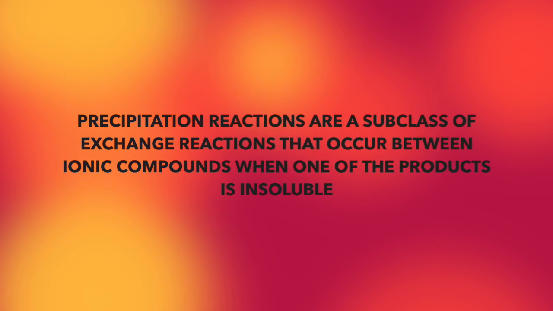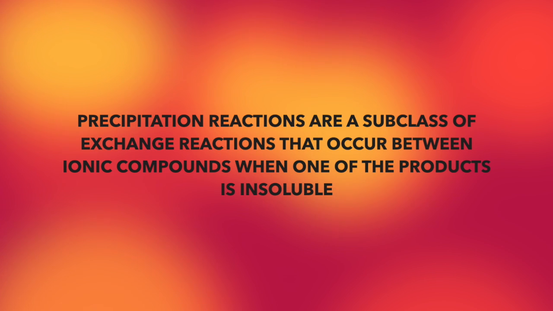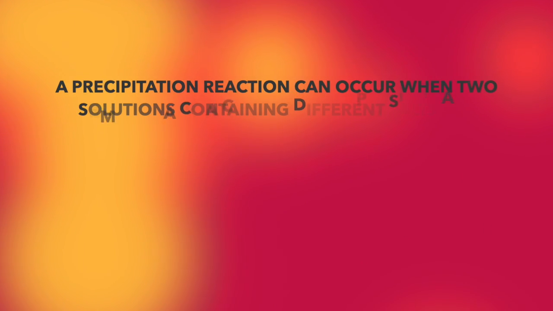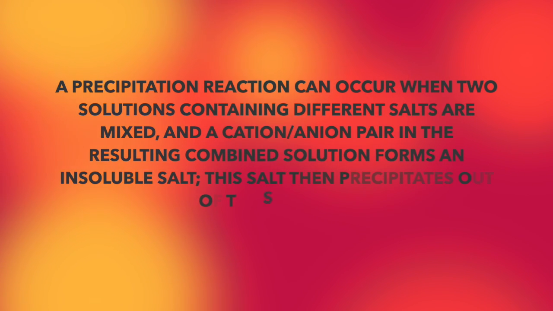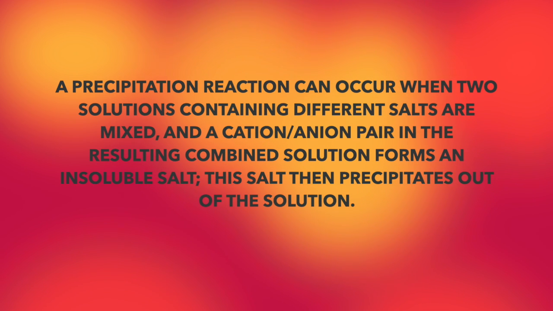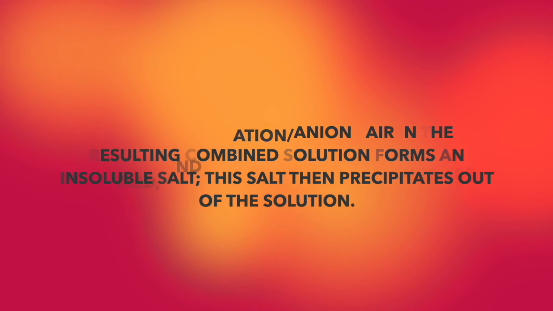Precipitation reactions are a subclass of exchange reactions that occur between ionic compounds when one of the products is insoluble. A precipitation reaction can occur when two solutions containing different salts are mixed in a cation/anion pair. The resulting combined solutions form an insoluble salt. This salt then precipitates out of the solution.